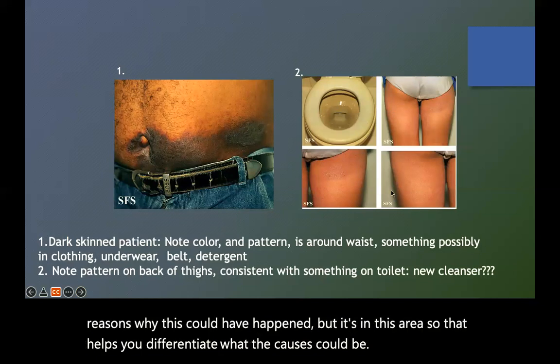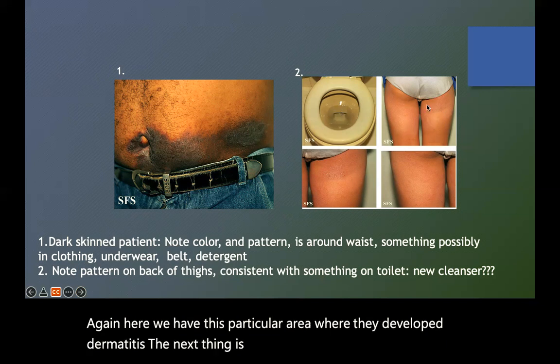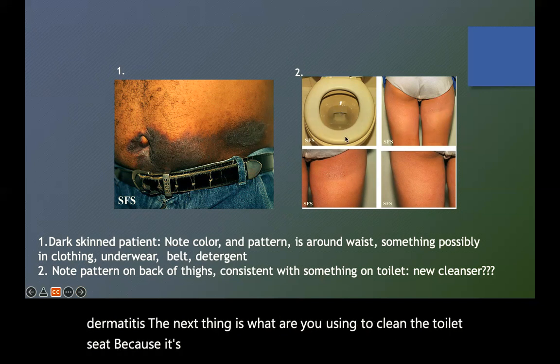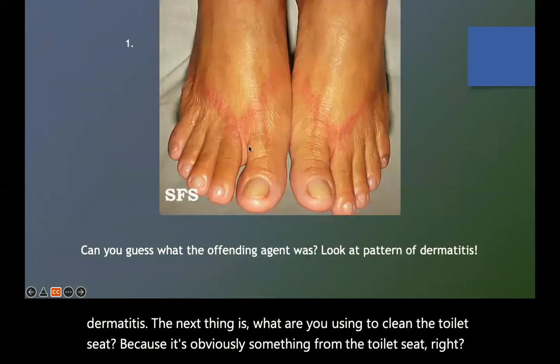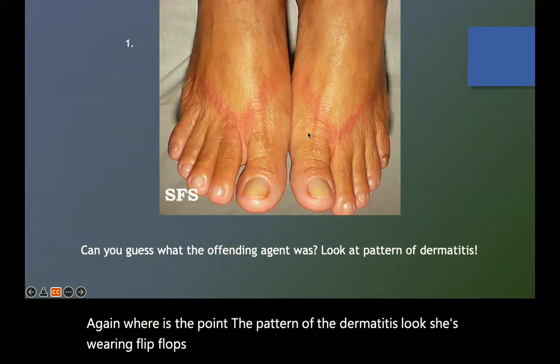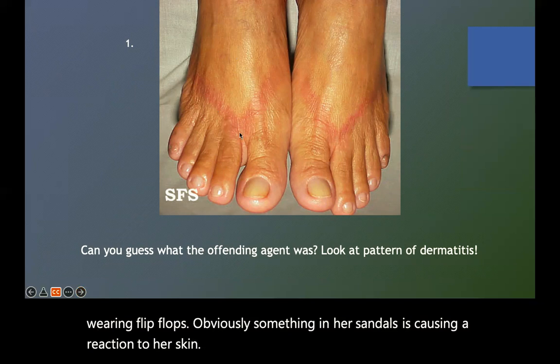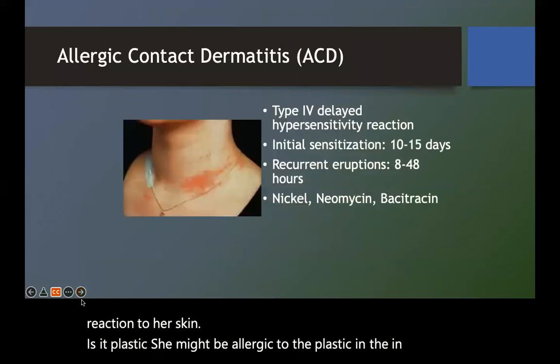Again, here we have this particular area where they developed the dermatitis. The next thing is, what are you using to clean the toilet seat? Because it's obviously something from the toilet seat, right? Again, where is the point, the pattern of the dermatitis? Look, she's wearing flip-flops. Obviously something in her sandals is causing a reaction to her skin. Is it plastic? She might be allergic to the plastic in the flip-flop.